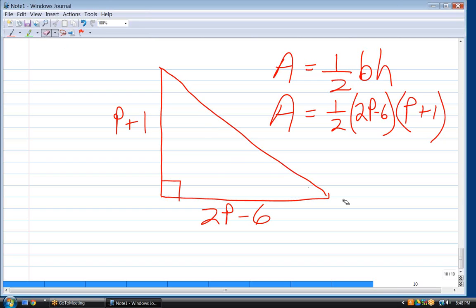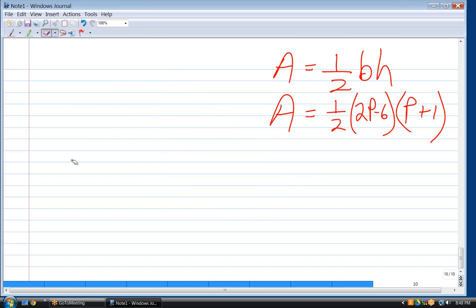Now, let's multiply those. There's our area, and they just want it as a polynomial, right? Okay. What's the first thing you want to do here? Distribute the half to this term here. You could distribute it to either of the two terms, but if I distribute it to this term, I'm going to leave nothing but whole numbers. If I distribute it to that term, I'm going to leave fractions. Okay. So distribute it to this term.